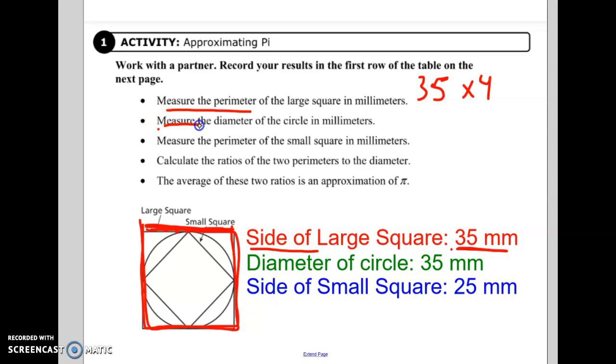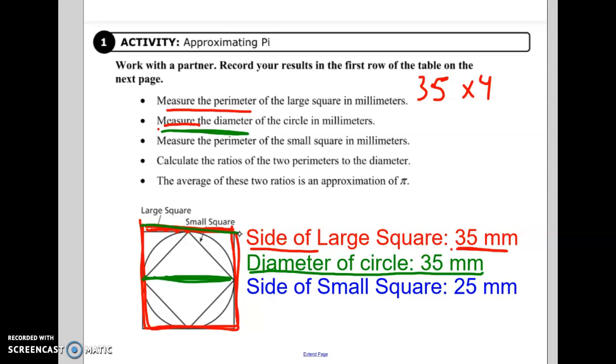It's also asking you to measure the diameter. I'll do this in green. Measure the diameter of the circle. Now the diameter, as you saw hopefully in the beginning of your activity page, is the distance across the middle. And I'm telling you right now that the diameter of that circle is also 35 millimeters. Notice that distance is exactly the same as that distance.